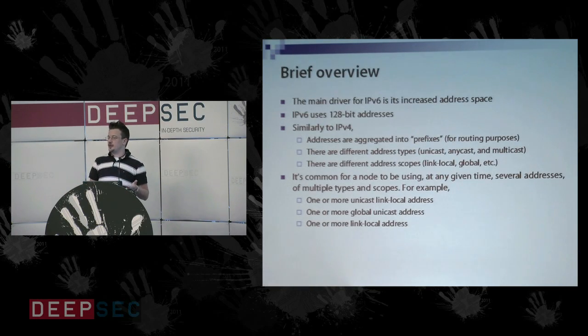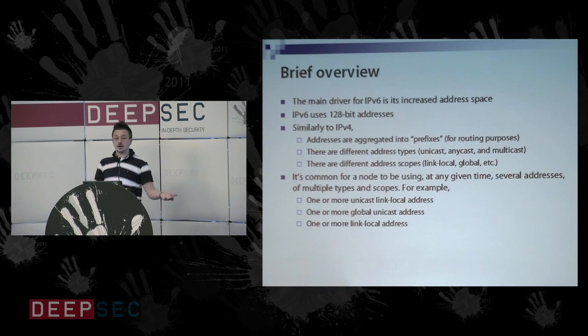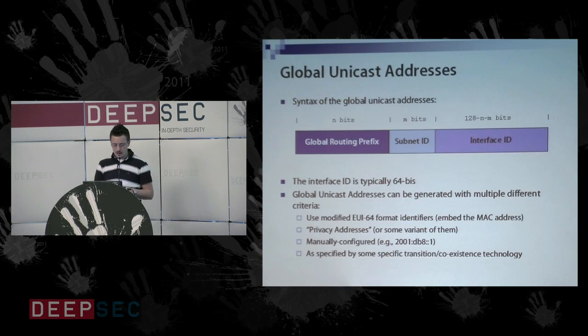Probably one of the few differences between IPv4 and V6 is that when you look at an IPv6 host, at any given time it's using more than one address of more than one type. It's usually the case that if you look at the configuration of a single interface in a V6 host, it has a link-local address and it may have one or maybe a few more, for example, global unicast addresses. That's probably the only difference between the IPv4 and the V6 addressing.